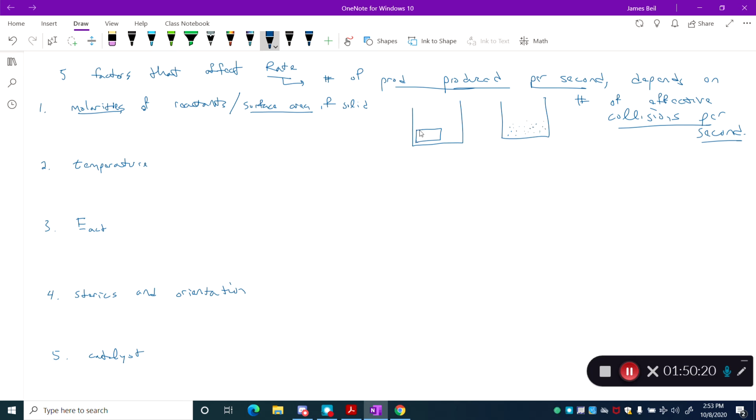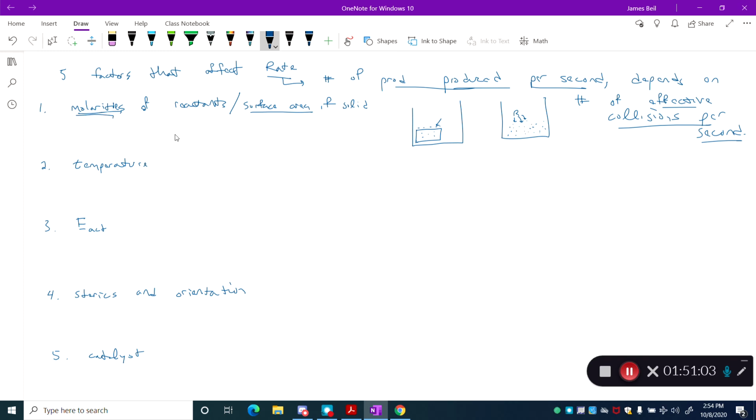Well, a solid can only really react where there is an effective collision. If it's a chunk and all the solid particles in the middle are not exposed, there cannot be a collision there. A collision can only occur on the surface. So I only have a few effective collisions for the surface molecules at a time. If it's broken down into tiny particles, then the other reactant can collide with these very often. So I'll have effective collisions much more often, and I'll start to produce product at a faster rate. So the surface area is important.